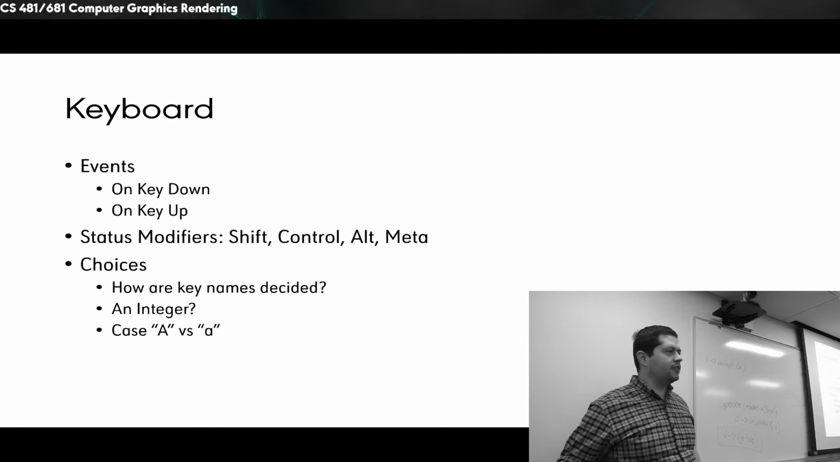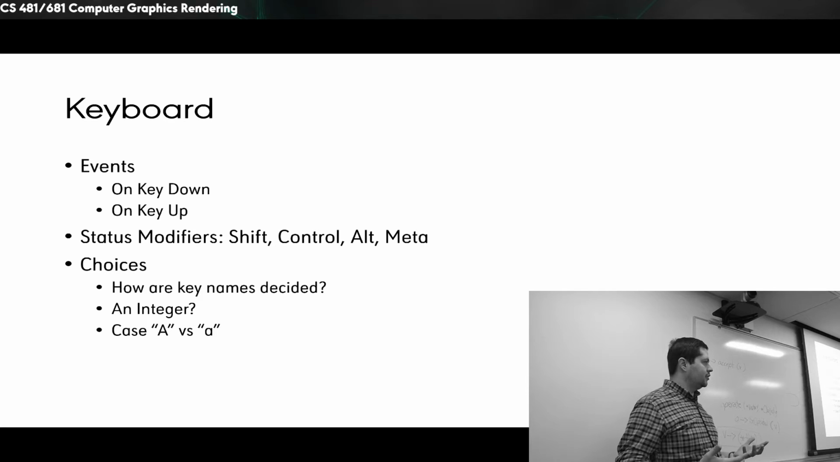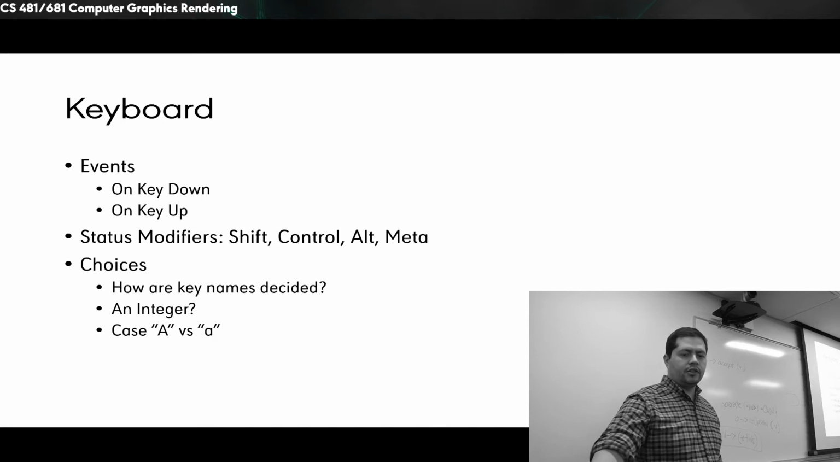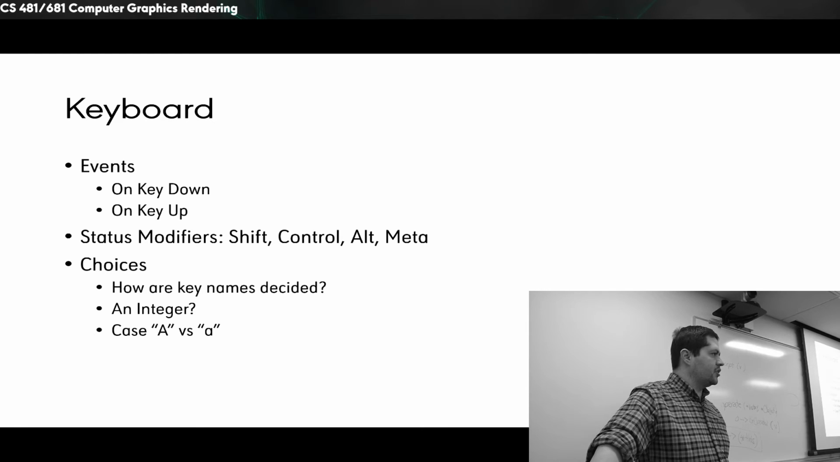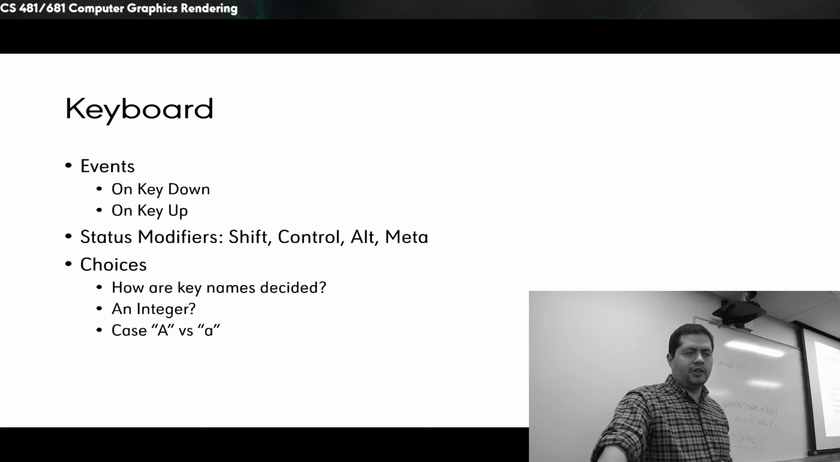However, those kinds of things can make it more complicated to deal with, because first of all, you have a few choices. These are design choices from the standpoint of the web browser and the operating system. For one, how are key names decided? How do you come up with a number to identify it?